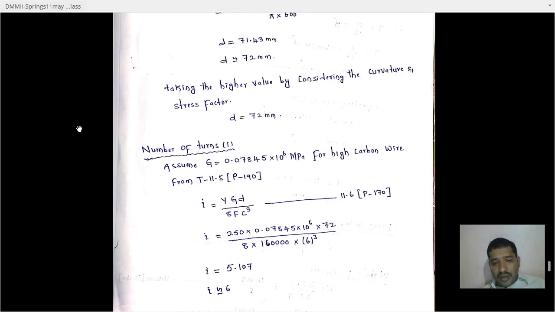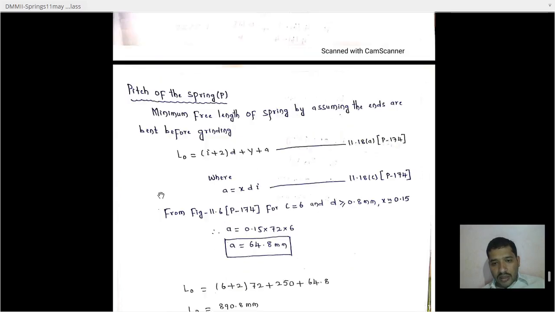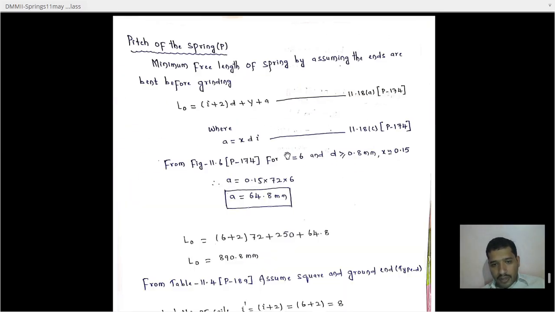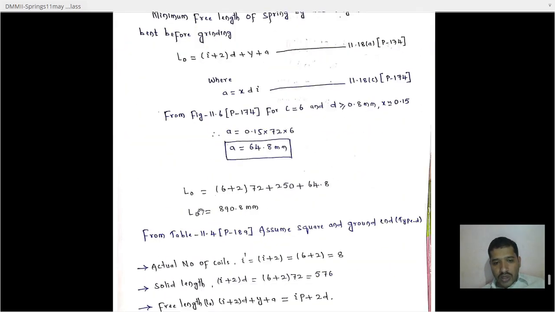Okay, and in this case we have to assume this value here. Instead of this 8, you have to take this value. Which one? 72 mm. Okay dear, 72. If you multiply these terms, A is equal to 0.15 into 72 into 6, then you will get 64.8 mm. You need to substitute this for the free length because you are getting the clearance value A.